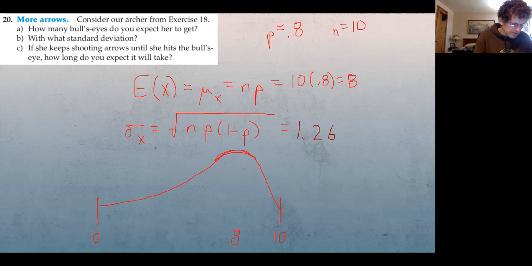But we expect the mean, I know the mean is going to be right here, and then the standard deviation, 1.26. So this is not symmetric, but we will look at this. We'll get into that part of it more later.